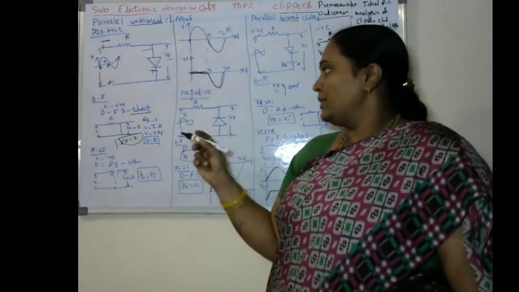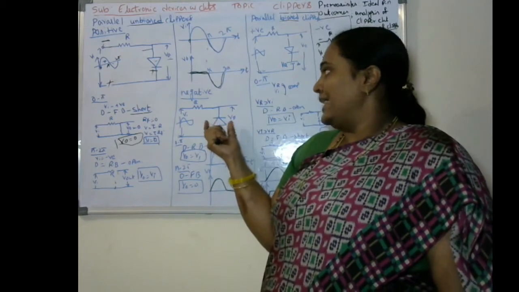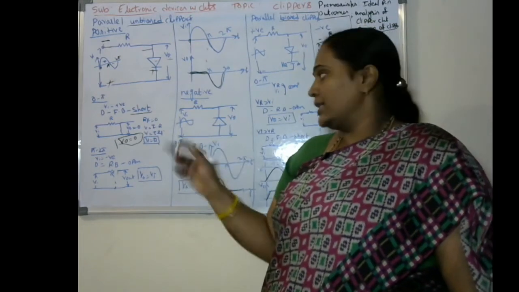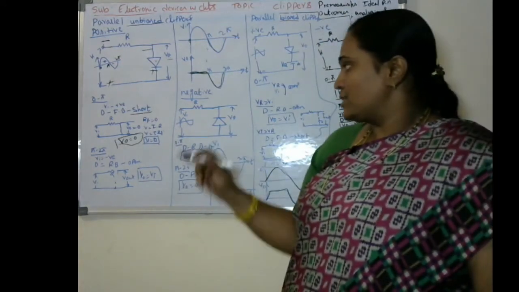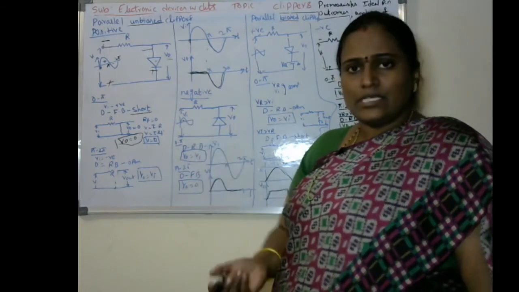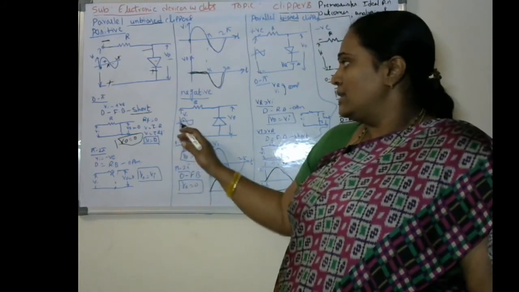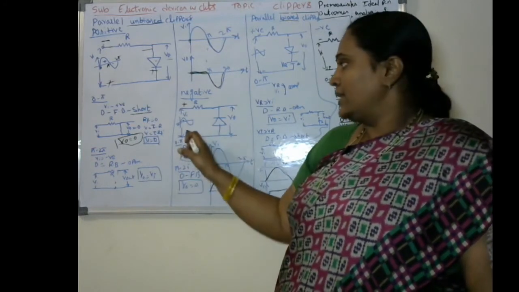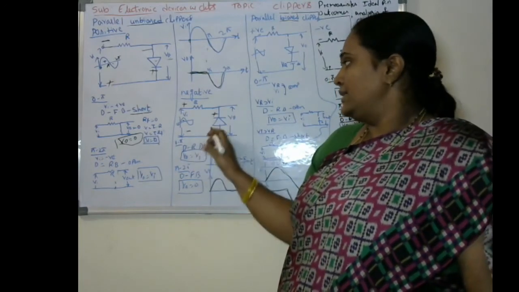In this negative clipper, if you observe, we have just reversed the direction of the PN junction diode. So it goes for clipping of the negative cycle. So we will see how it goes for clipping of the negative cycle with respect to the analysis. For the positive cycle, same as before, we have to consider the 0 to pi case. For the 0 to pi case, if you observe, the voltage is positive here and negative here.